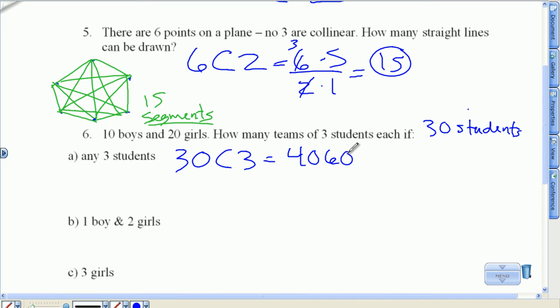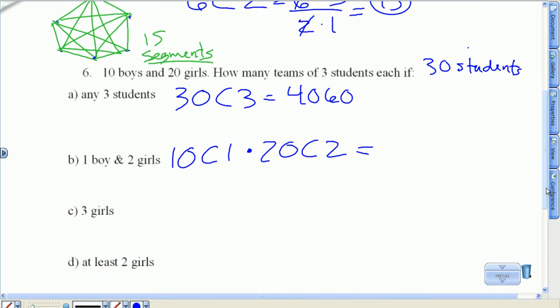1 is a boy and 2 is a girl. Now this is interesting. We're going to take the boys. We're going to choose 1 boy. Of the 10 boys available, we're going to choose 1 of them. Of the 20 girls available, we're going to choose 2 of them. And we have to multiply because we want this to happen at the same time. This is how you do this.